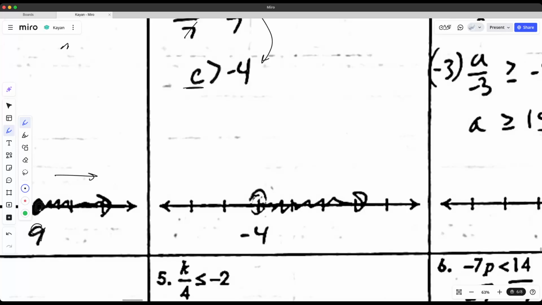I need to put some kind of dot on -4. Should it be open or closed dot? Since it has to be greater than -4, it can't be equal to -4. So it excludes -4. I need an open dot. Greater than is open dot. C is bigger than -4, so I need to shade to the right. These are all the numbers that C could possibly be. It could be -3, it could be -2, it could be 0, it could be 1, or it could even be 1,000. All right.